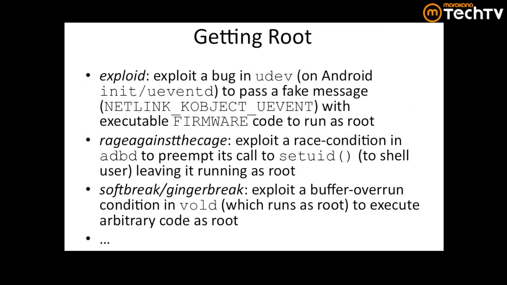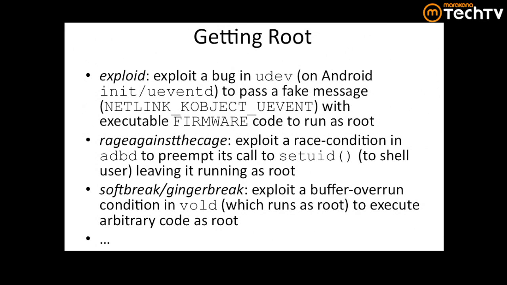Okay, that's one way. Another one was the Rage Against the Cage exploit, which essentially took advantage of a weakness in the ADBD, the Android Debug Bridge daemon, which allows us to talk to the system with ADB. What it did was create thousands and thousands of ADB processes. Any time an ADB process would run, it would normally run as root, and at the end of its execution, it would fork itself to handle the incoming request from the client.